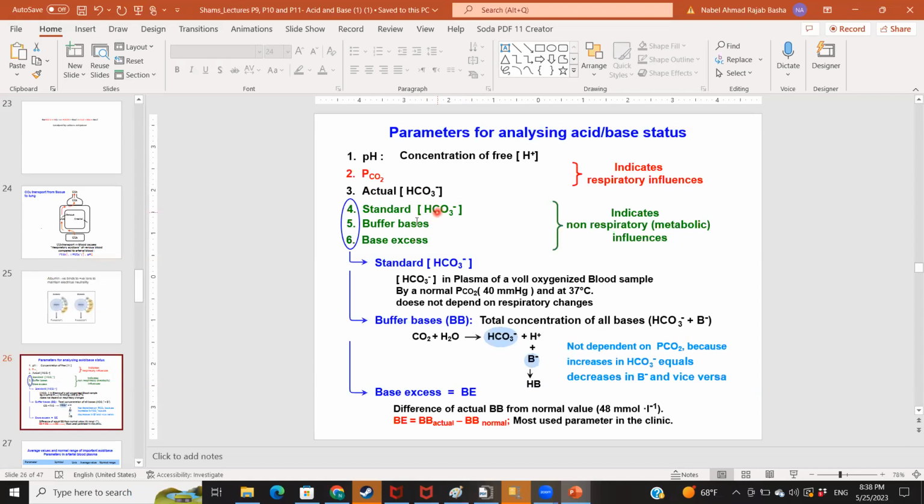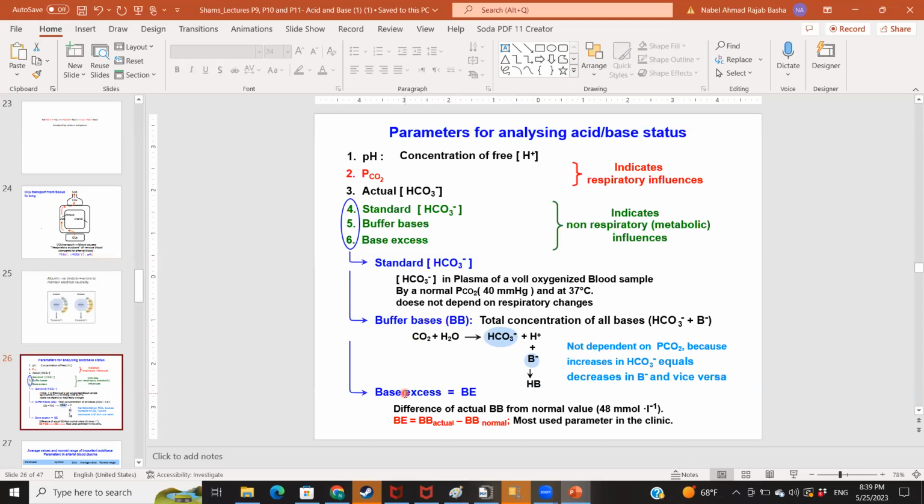So what are buffer bases? Buffer bases are simply all the bases in the blood, including bicarbonate and other bases. We can see bicarbonate and other anions that may accept hydrogen, or other bases in general. This is the total concentration of all bases. It's known as the buffer bases.